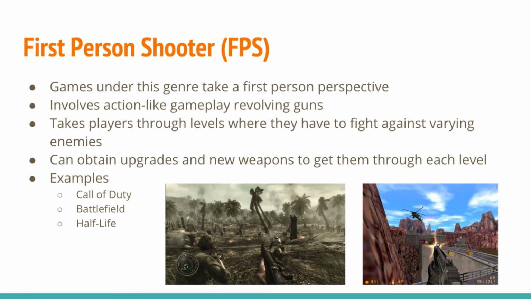Next one is first-person shooters. Obviously the title explains it itself. It is a genre where you are in the perspective of a first person, like you are yourself. First-person shooters usually involve a lot of action gameplay, which can include guns or maybe other kinds of weapons, maybe bows and arrows, something along those lines.